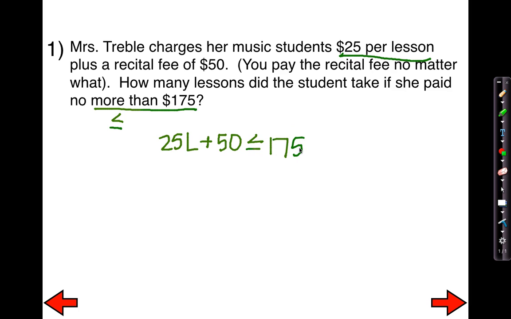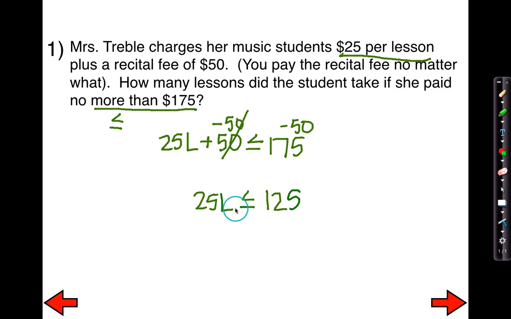And once I have an inequality, which by the way was part of the instructions, I need to create an inequality. Here we go. The next step is to solve for it. So I'm going to treat this as if it was an equation. I'm just going to go ahead and undo addition or subtraction first, which is getting rid of this constant here, leaving me with 25L is less than or equal to 125.